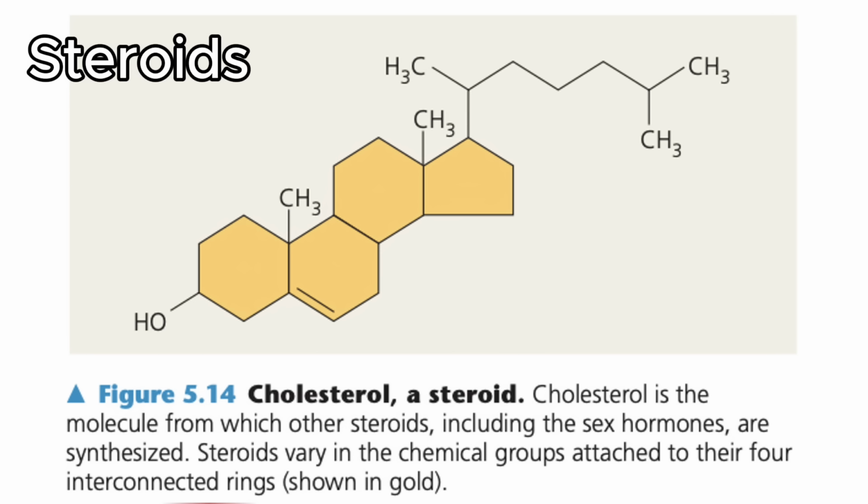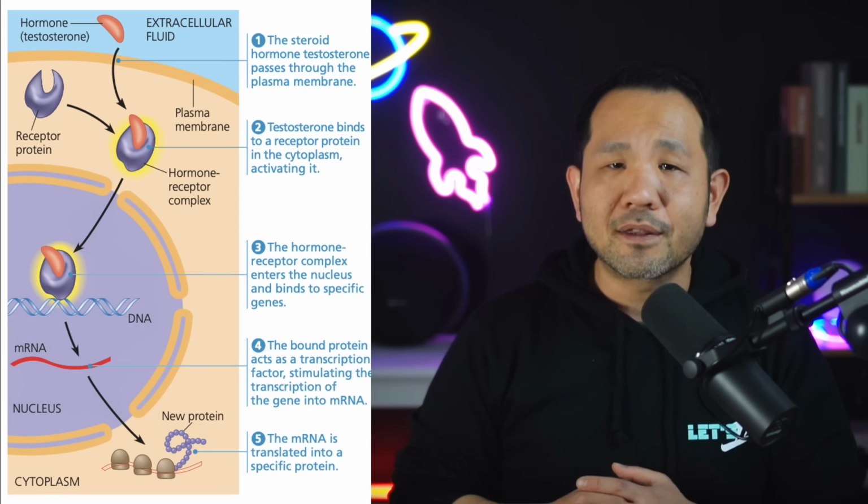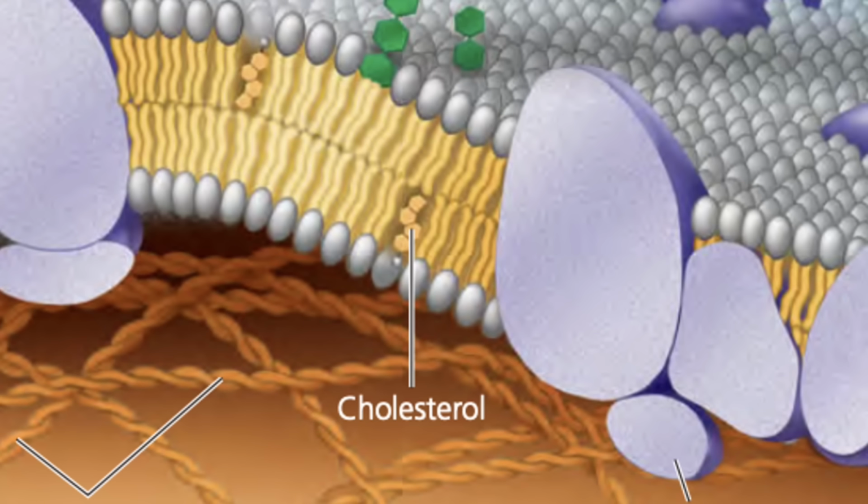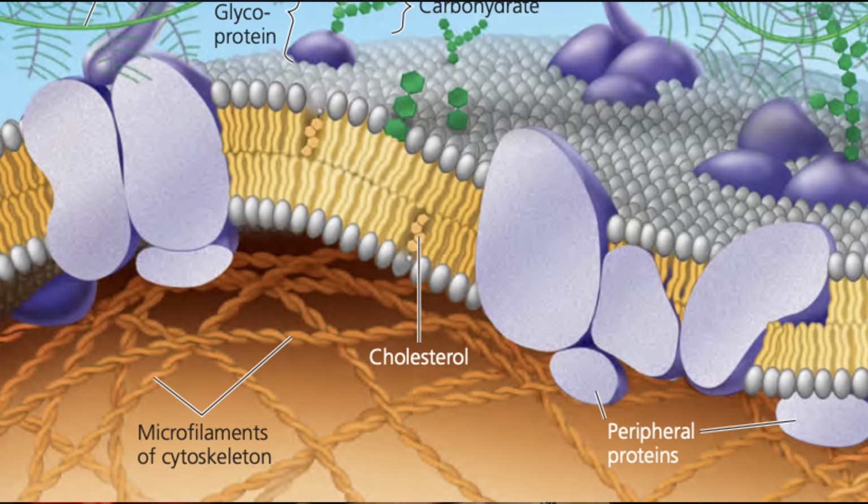Lastly, we have steroids, which have a rather unique shape with these carbon rings. They show up in this course as either hormones like testosterone or estrogen that can slide right through the membrane during signal transduction, or they can be cholesterol, which regulates cell membrane fluidity in animal cells.